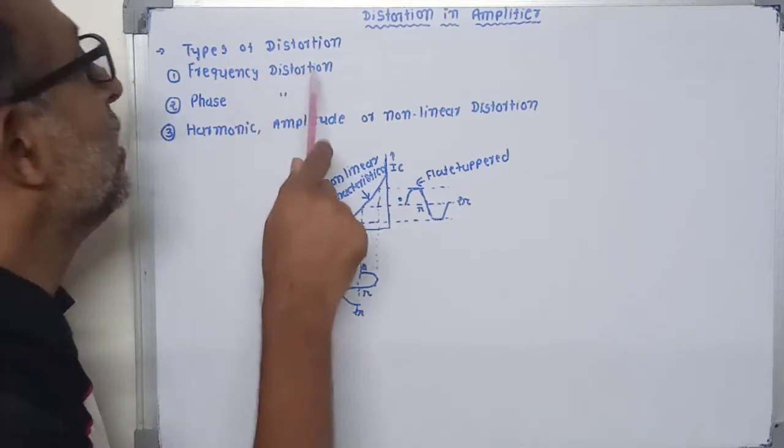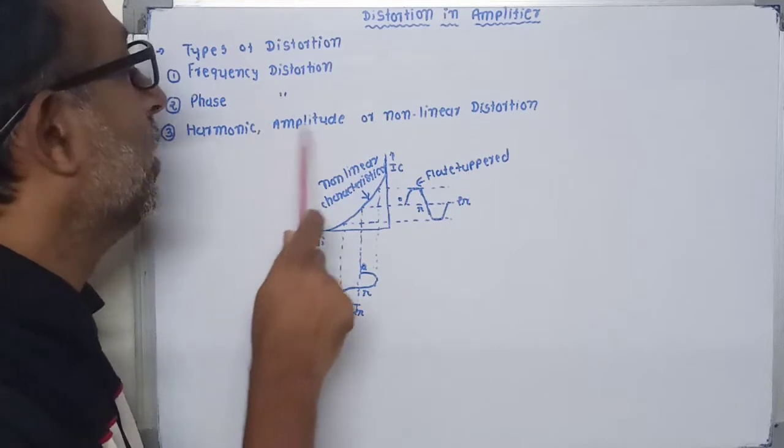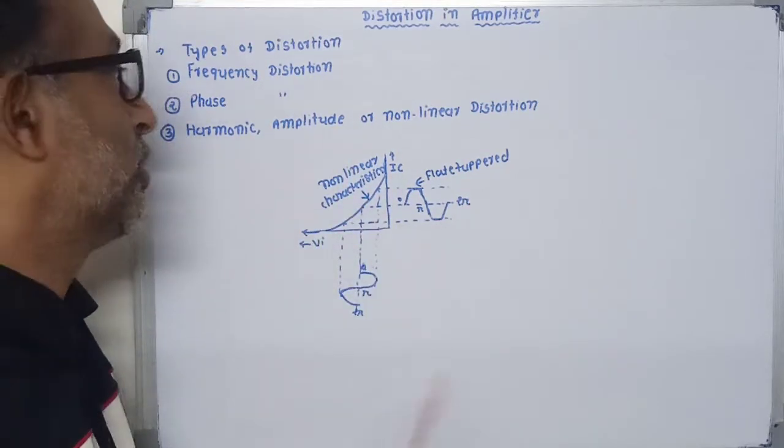First, frequency distortion. Second, phase distortion. Third, harmonic, amplitude, or nonlinear distortion.